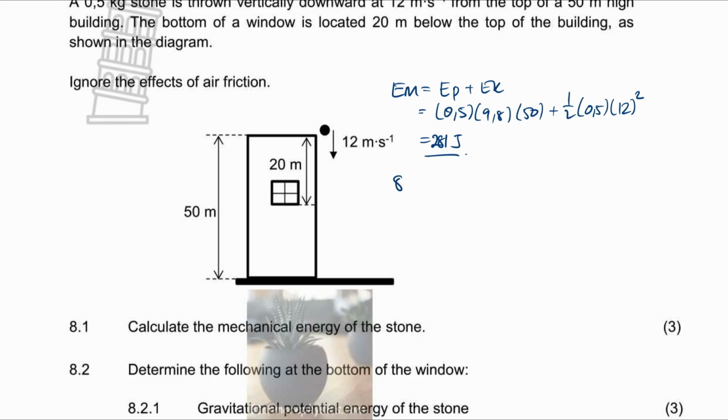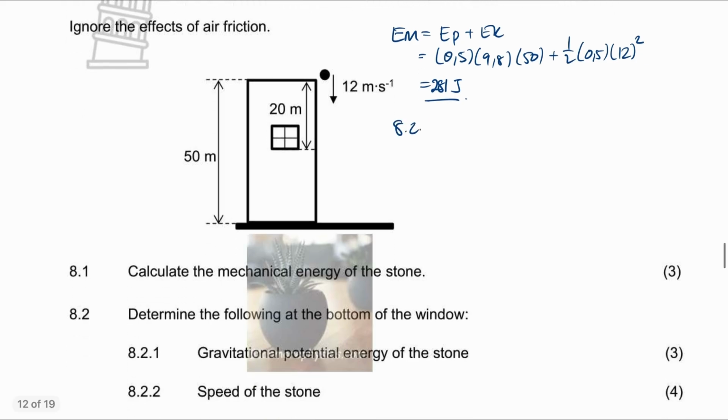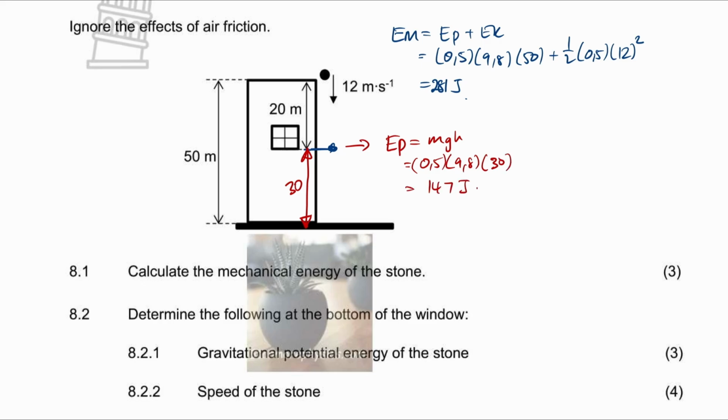Question 8.2, determine the following at the bottom of the window. So here, when the stone is here, the gravitational potential energy of the stone. So at this point, the EP is going to equal mgh. The mass is 0.5, gravity 9.8, and the height from here to here, remember it's the height above the ground, so that's going to be 30 meters. And that's going to equal 147 joules.